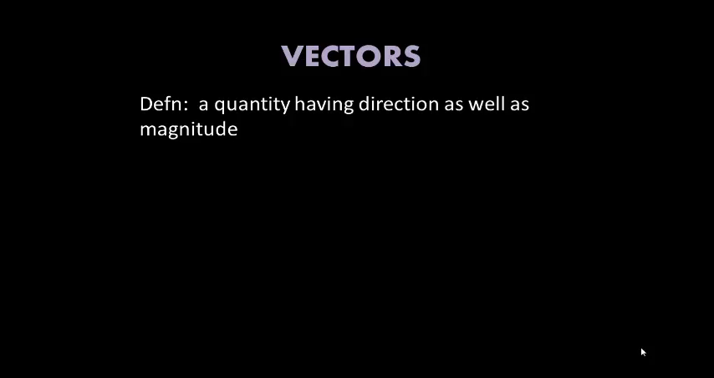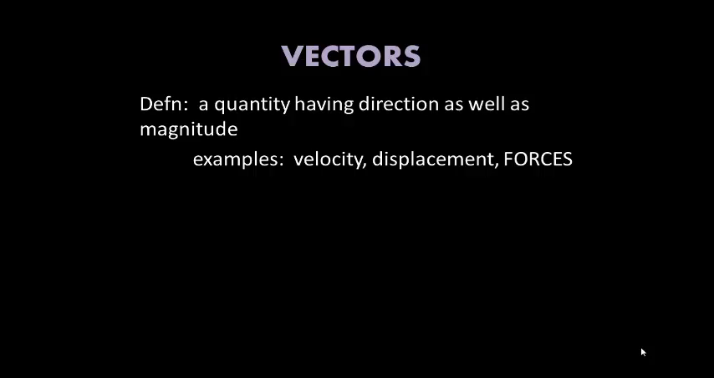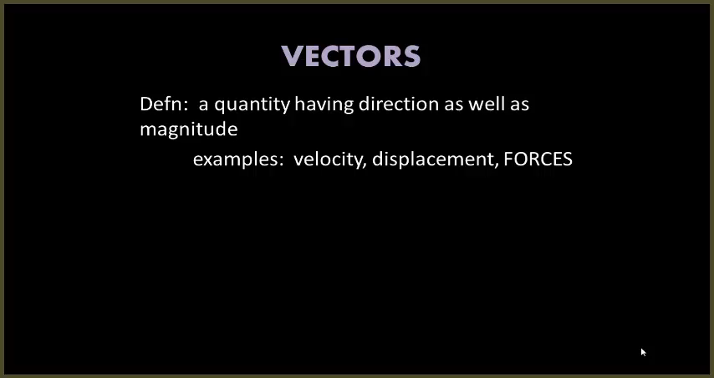Let's begin by reviewing our basic definition of a vector. Remember that a vector is just a quantity that has direction as well as magnitude. Some examples are velocity, displacement, and most importantly for our unit, forces. To represent a vector quantity, we show it as an arrow on our paper.